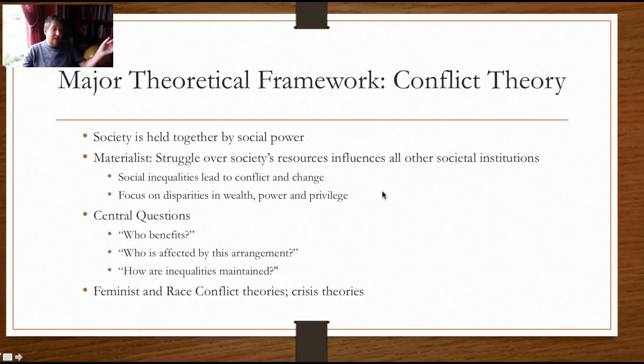It's important to understand that conflict theorists don't just focus on issues of class, although that is central. They also want to see how class intersects with gender, how class intersects with race, and so forth. So those would be the feminist and race conflict theories. And there's also a section of conflict theory that's really focused on economic cycles and economic crises that stems from a Marxian analysis, as lots of conflict theory does.